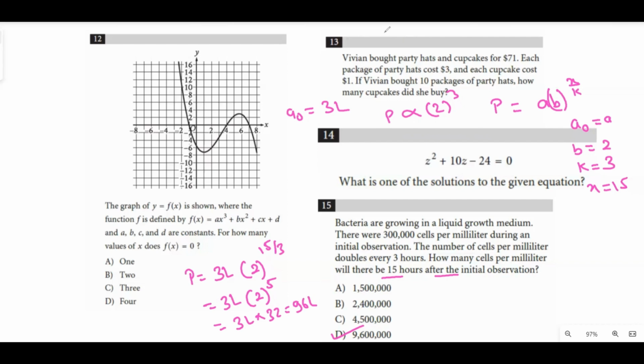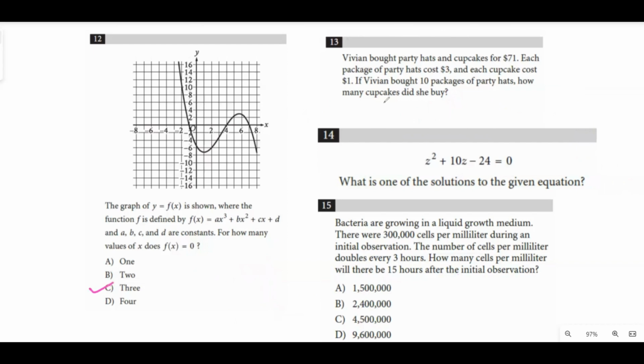If I talk about question number 12, option C is correct. Question number 13, you get the answer as 41. Question number 14, the answer is either -2 or 12. Then question number 15, we have option number D. I hope all these 4 questions are clear. Now we are moving forward.